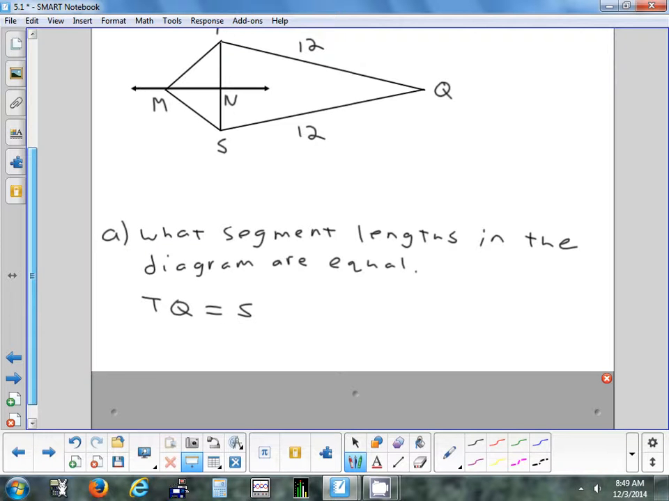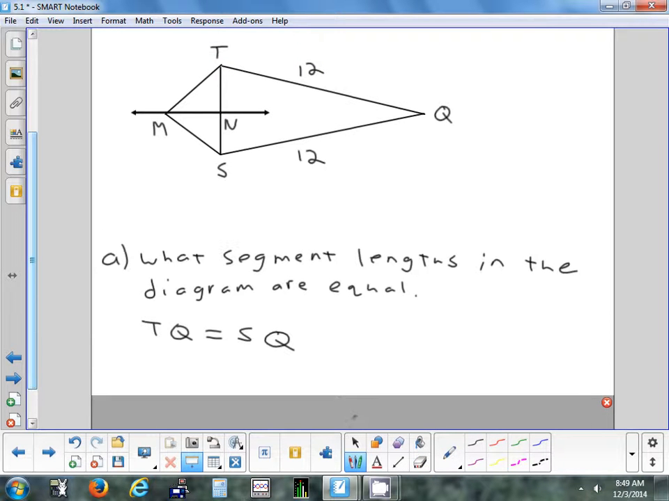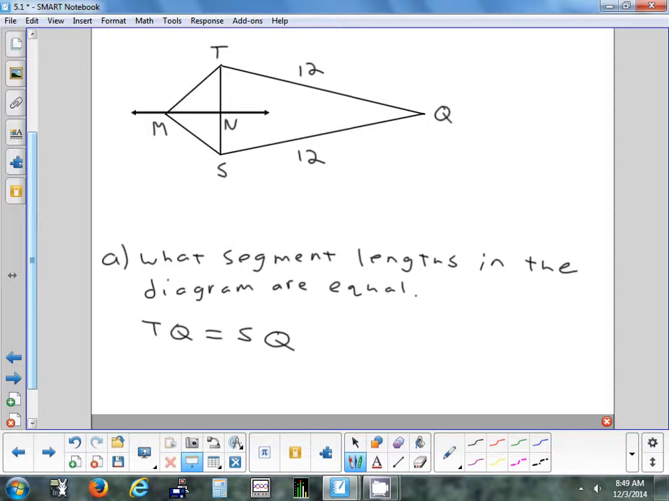Okay, and notice, just to do a refresher on our notation, I didn't put the segment bars over it. This means that the measure of TQ equals the measure of SQ. Congruence would be written like this. This isn't what they asked for. They asked which segment lengths are equal, not which segments are congruent. So you don't need that. What else? We've got TQ and SQ.